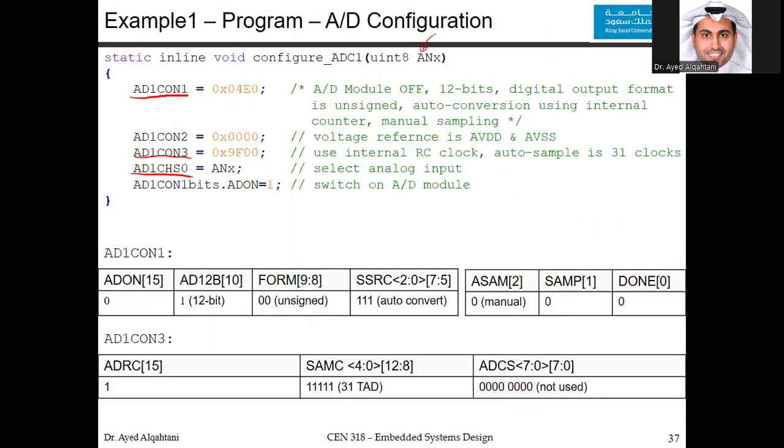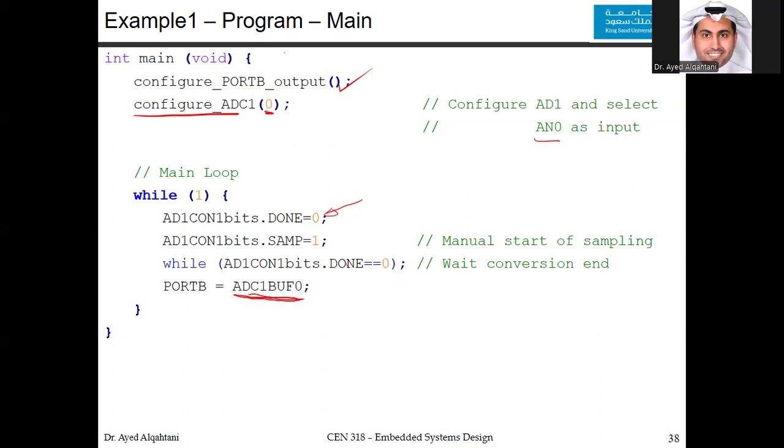Now, at the beginning of this talk, we had so many mathematics that we need to worry about. You don't see it in the code at all. Why? The ADC takes care of it. You don't have to do any calculation, meaning from the analog signal to the digital output.